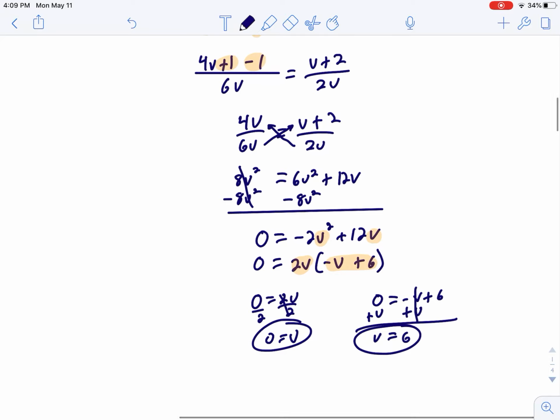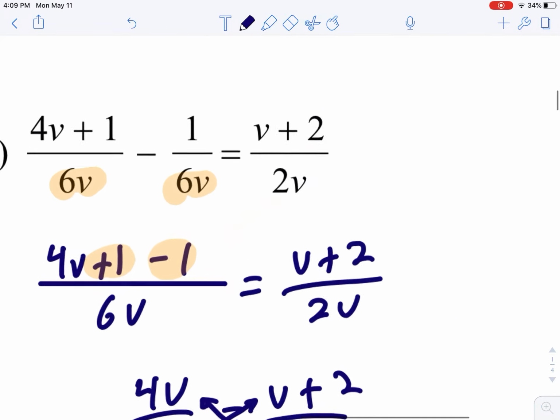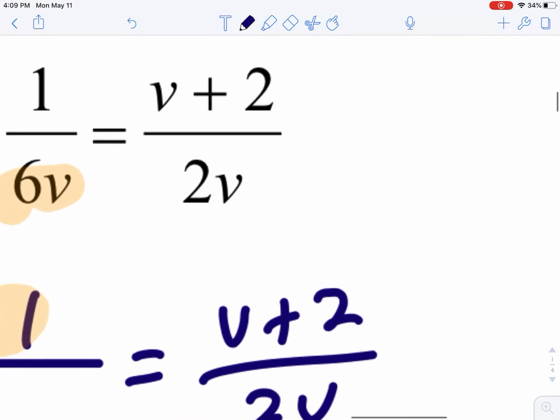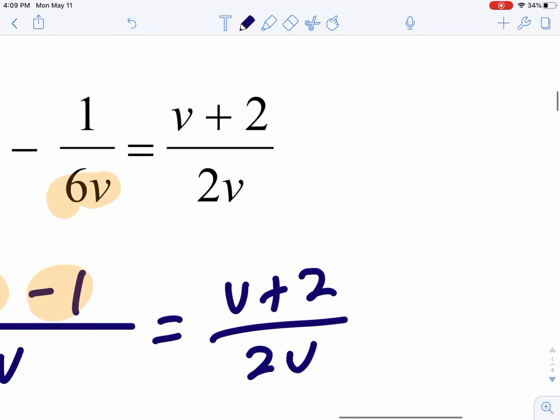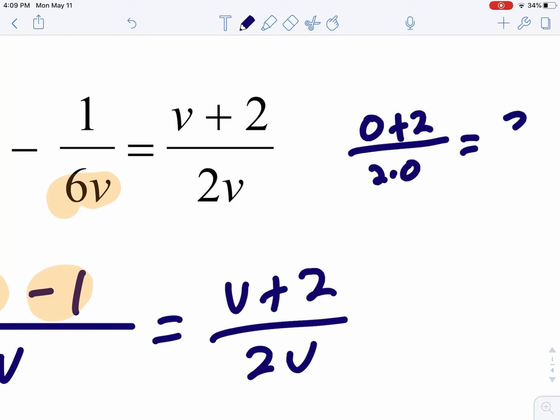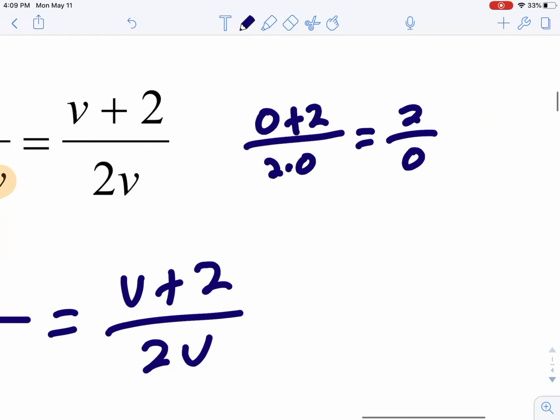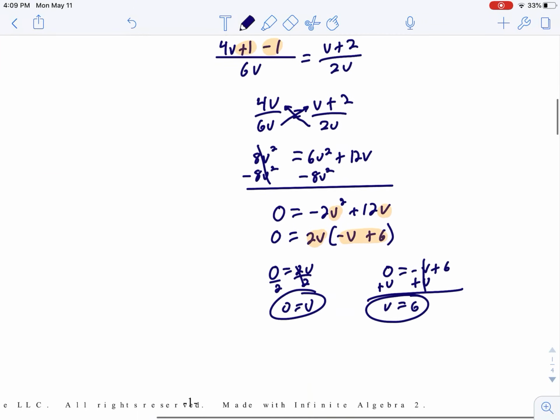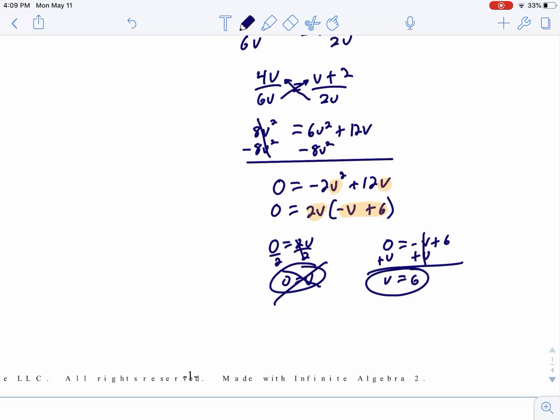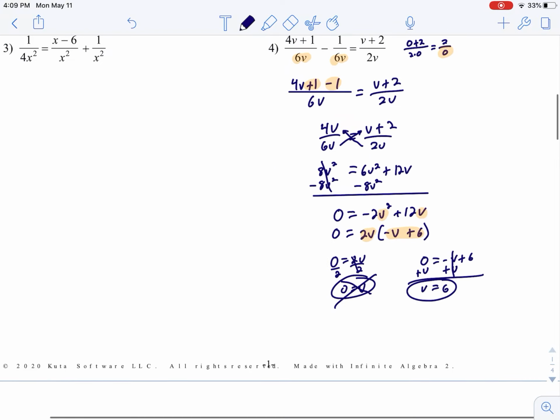Now, in the first problem we did, 0 was extraneous. Do you think 0 will be extraneous again? Go to the original problem. And really, you don't even have to do the whole thing. Just look right here. If I plug in a 0, I get 0 plus 2 over 2 times 0. 2 times 0, of course, is 0. You cannot divide by 0. That's bad. That's undefined. So again, 0 is extraneous. 6 is the only solution.